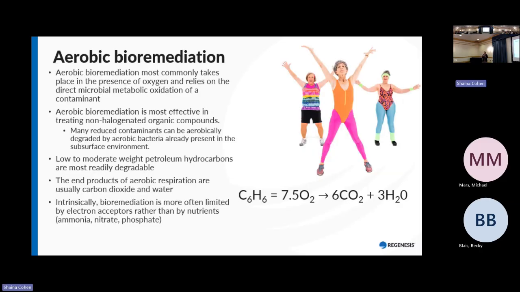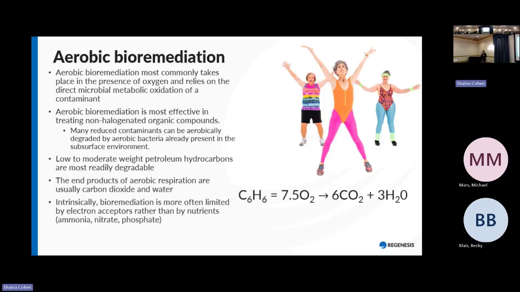All right, so starting with aerobic bioremediation. Typically here we're speaking about aerobic bioremediation of petroleum hydrocarbons. And as the name suggests, this is happening in the presence of oxygen, where we have, again, mostly petroleum hydrocarbons. The low to moderate weight petroleum hydrocarbons are usually the most readily biodegradable via this mechanism. And the end products of this aerobic respiration process are carbon dioxide and water.